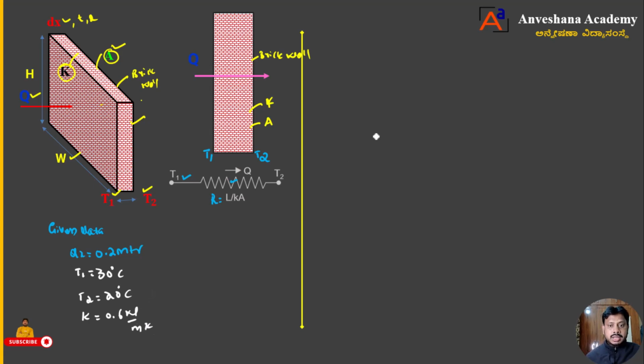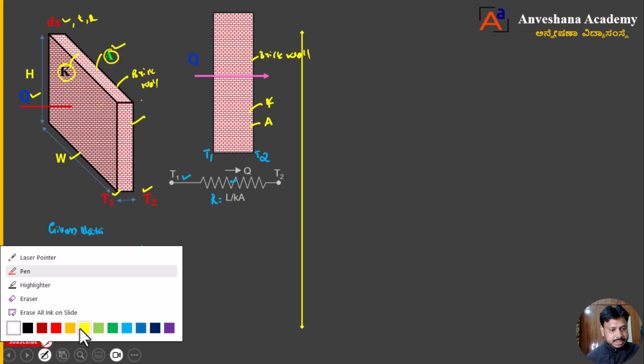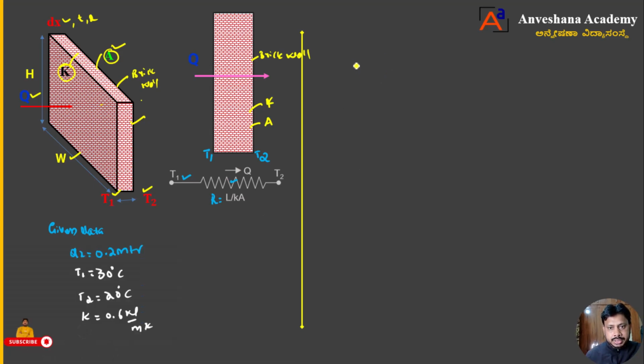Then what I have to do is use Fourier's law. What is Fourier's law, dear students? We know already. Because conduction heat transfer is taking place, I will apply Fourier's law of conduction. What is the equation for Fourier's law of conduction? Q is equal to minus KA into dT by dx.